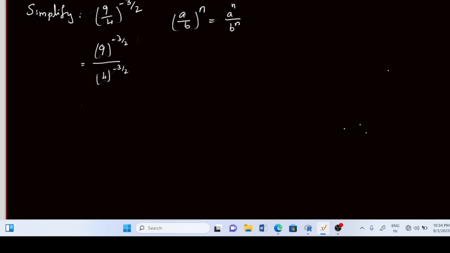Now, this one we can modify. We can write it as (9 power 1 by 2) whole power minus 3 dividing by (4 power 1 by 2) power minus 3.